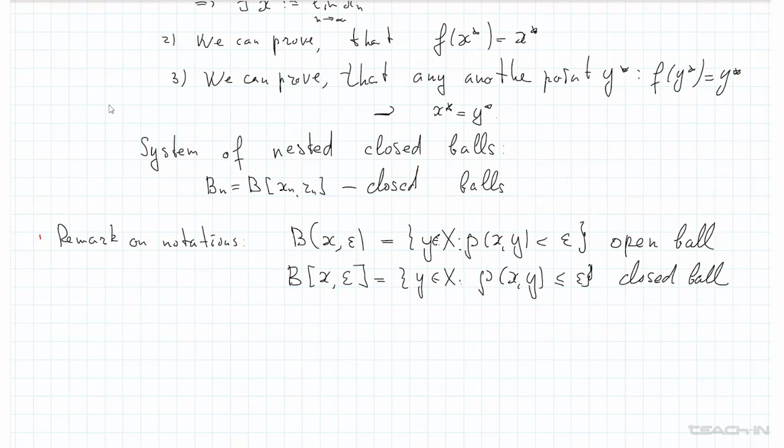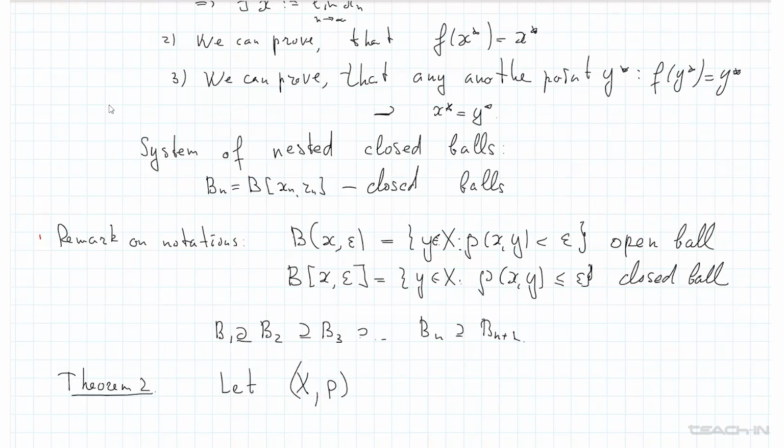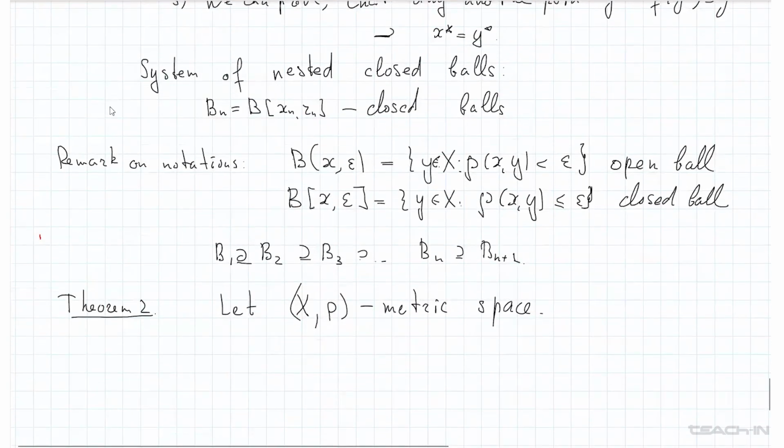And the system of nested closed balls means that B1 contains B2, contains B3, may be equal, Bn contains Bn plus 1. And theorem 2, let we have some metric space. It is complete.